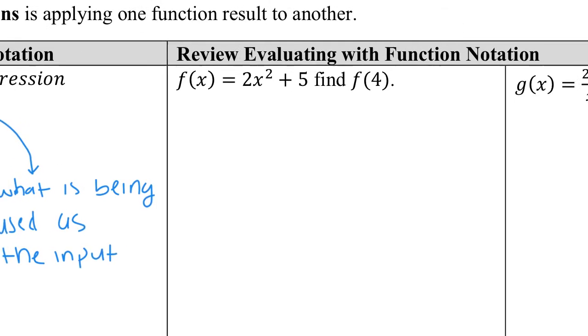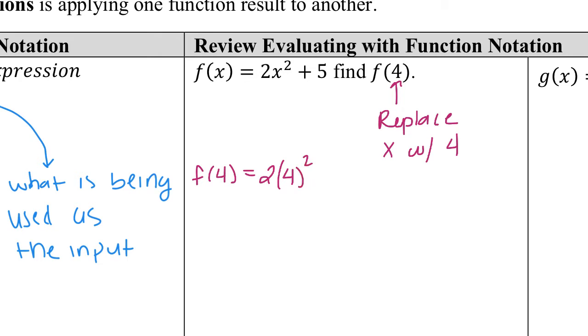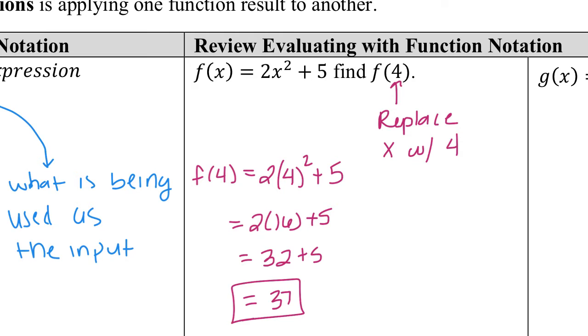So let's review how function notation works. For example 1, you're given f of x equals 2x squared plus 5, find f of 4. This means that you are replacing x with 4, and then you're going to simplify down. So f of 4 is equal to 2 times, well now there's my x, so I'm going to put a 4 there instead, squared, plus 5. So 4 squared makes 16. 2 times 16 makes 32. 32 plus 5 makes 37. So that is the evaluated result when you evaluate f at 4.